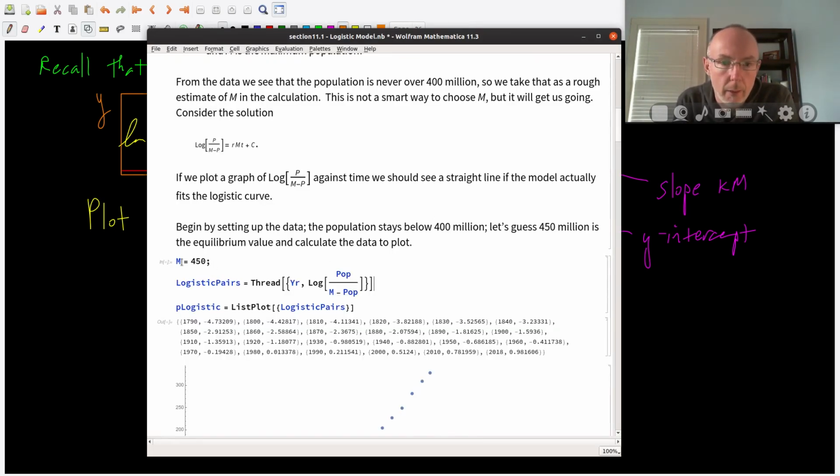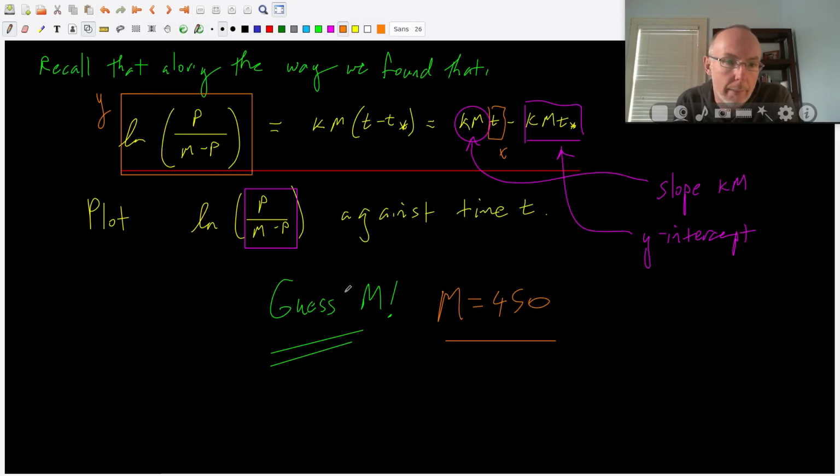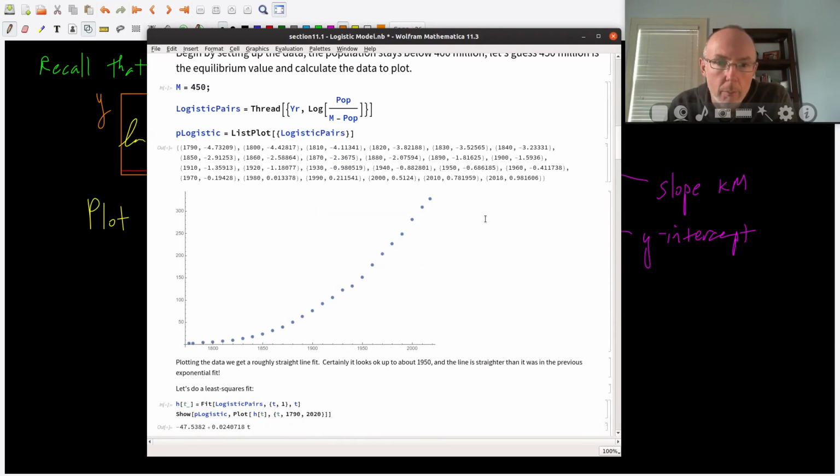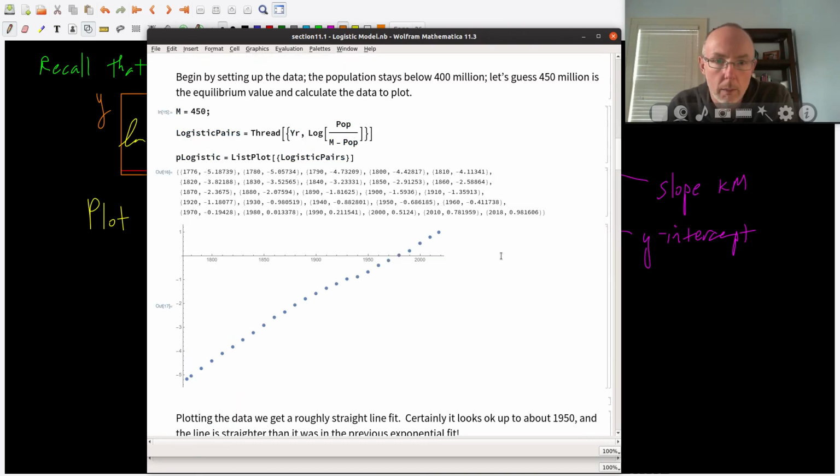Here's the data. I'm going to put m equals 450, and I'm going to plot a graph of the year against the log of p over m minus p. That's exactly what I said, a plot of p over m minus p, except I'm writing 450 there. 450 million is our population, and now I need to find these other variables. So I'm just going to plot that graph. If I plot that graph, that's the actual population, and here's what we get.